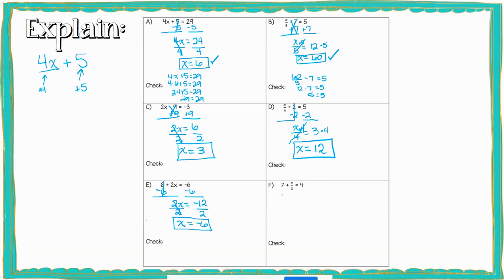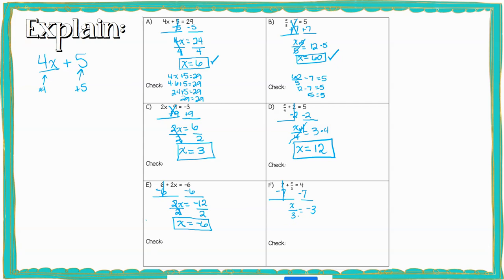For f, I have 7 plus x over 3 equals 4. I need to get rid of my adding or subtracting first, so I'm going to get rid of my 7 first. I see that that's a positive 7, so to get rid of it, I am going to subtract 7, because 7 minus 7 is going to give me 0. Then I'm left with positive x over 3 equals, and 4 minus 7 is negative 3.